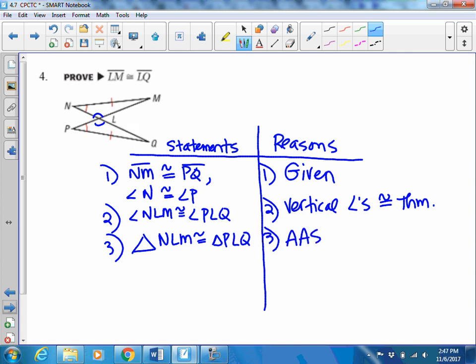So I'm trying to show that a segment is congruent to a segment that I didn't include in my proof. This is my corresponding parts line. So I am able to now finish with that sentence. Segment LM is congruent to segment LQ by corresponding parts of congruent triangles are congruent. CPCTC.